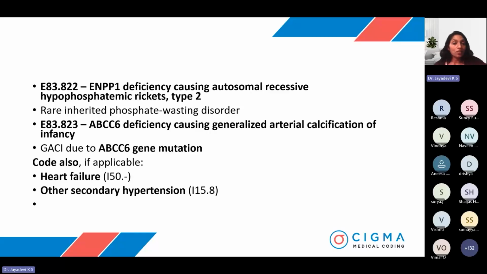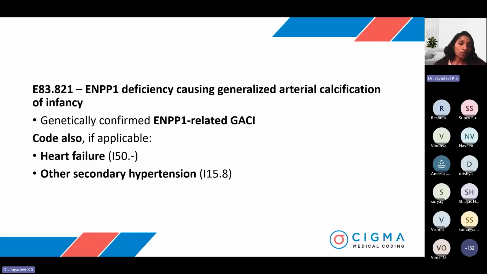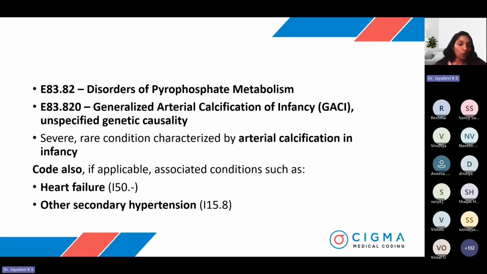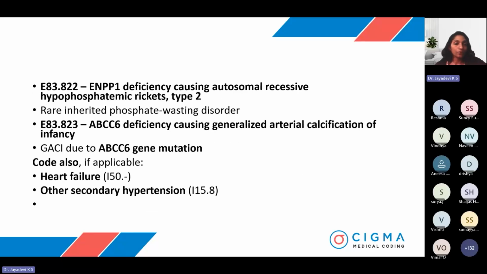Okay, ABCC6 deficiency causing generalized arterial calcification of infancy, GACI. You know, GACI is generalized arterial calcification of infancy. You can use E83.823. Here also, as I have been telling you from the previous code itself, if applicable, heart failure and other secondary hypertension codes apply here also, and also this one. ABCC6 deficiency causing generalized arterial calcification.